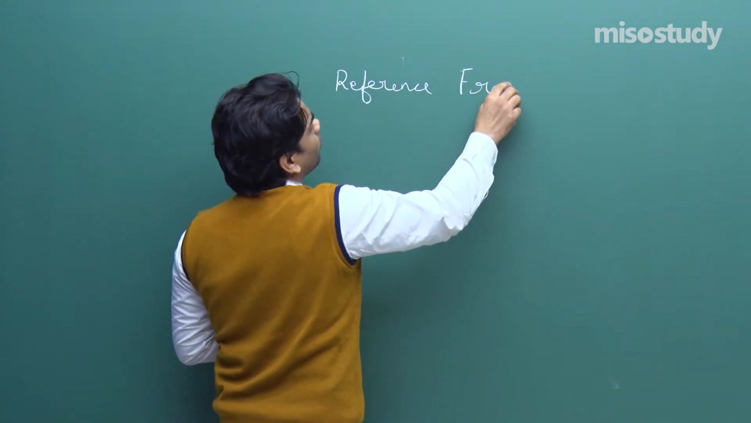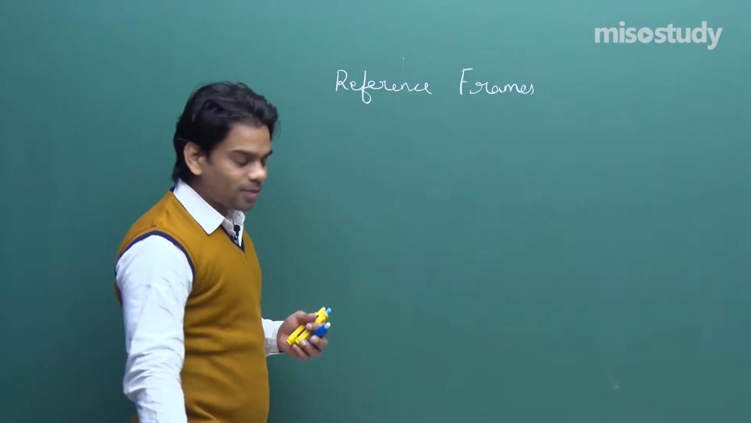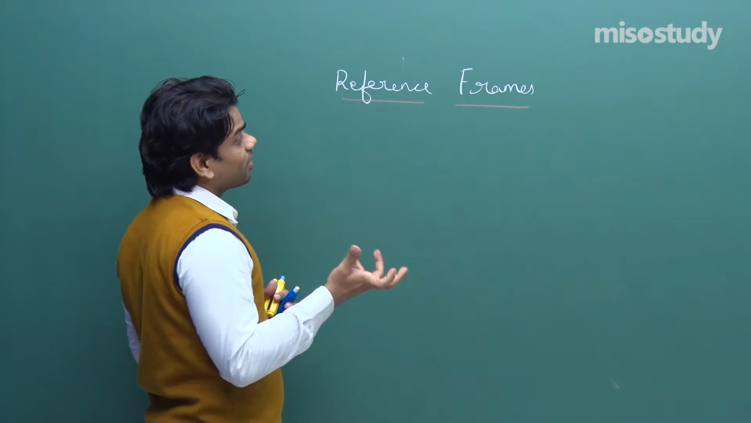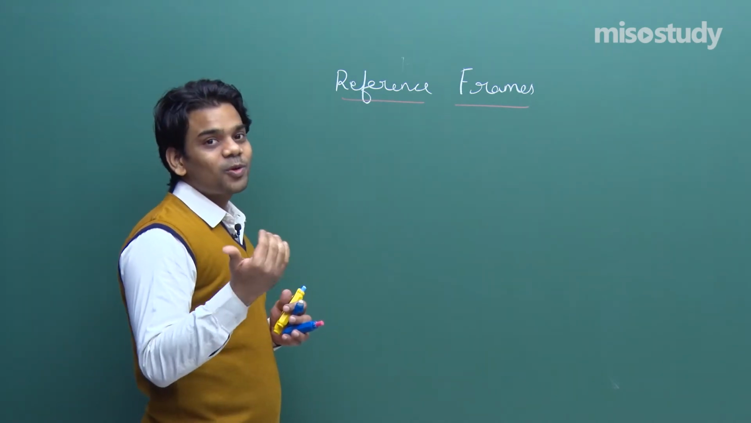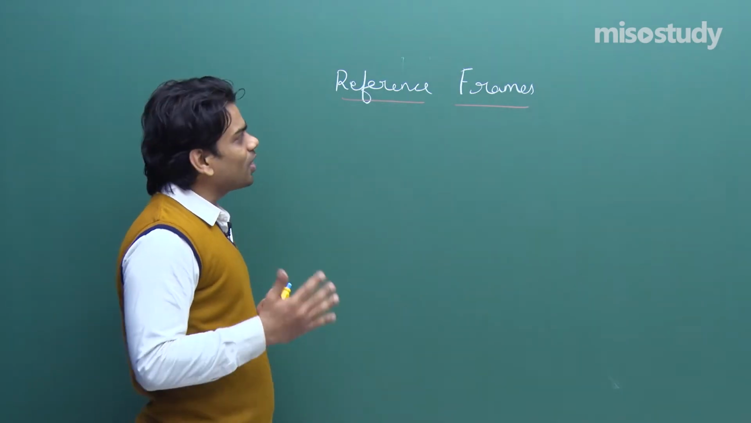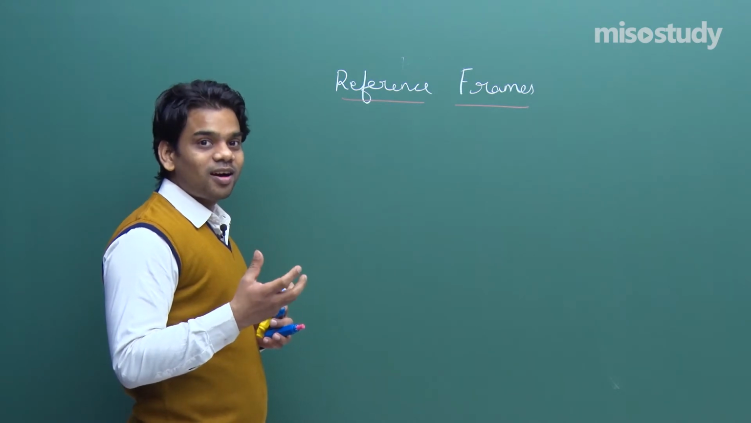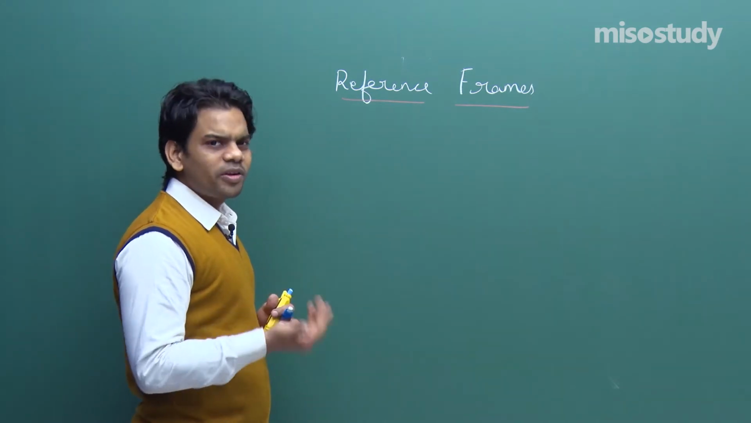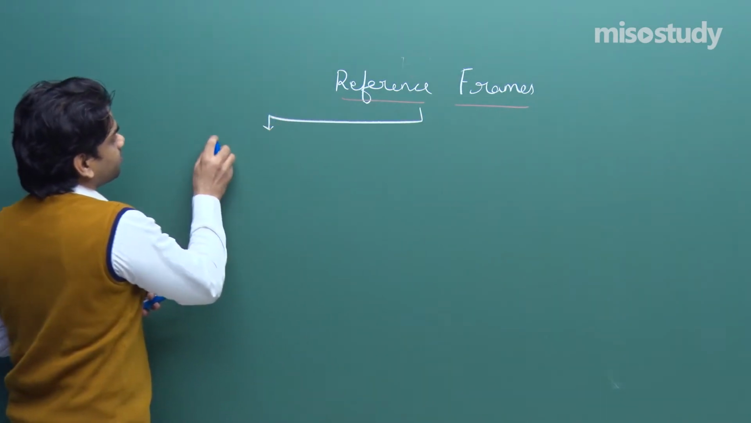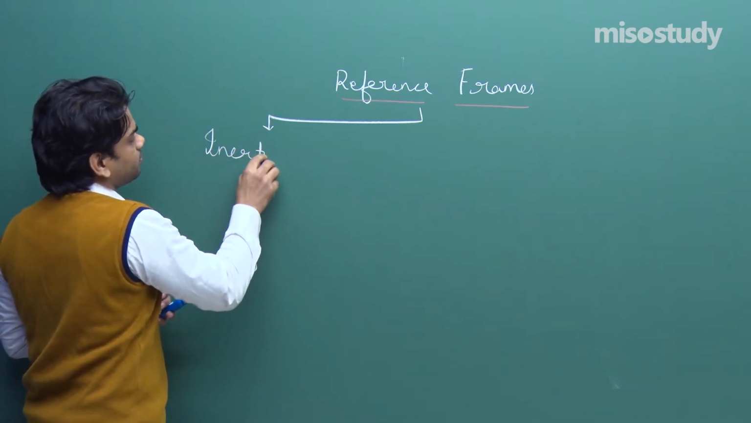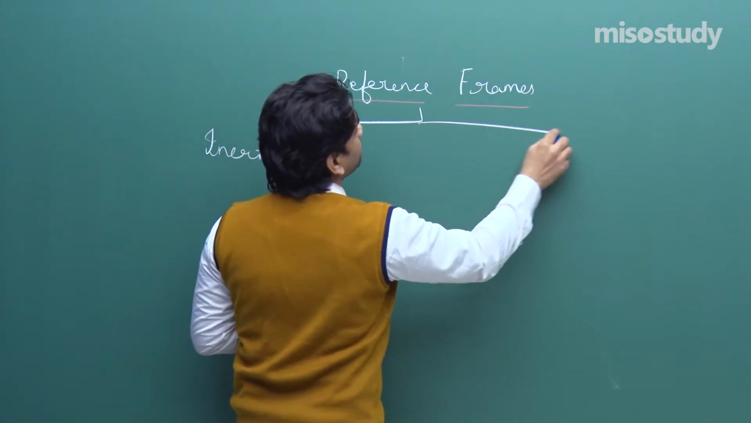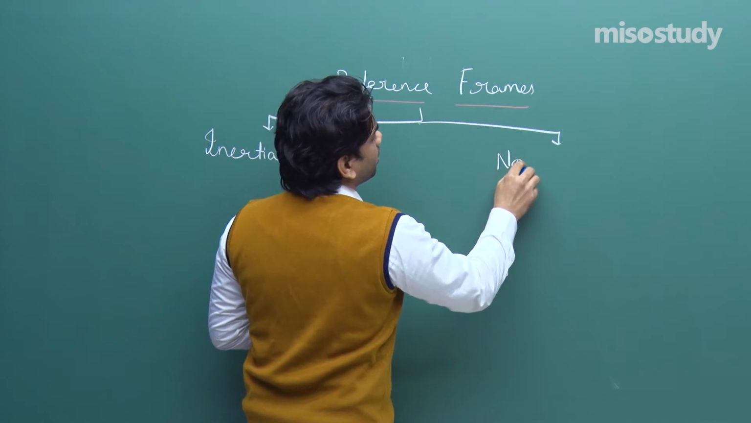In the earlier class, if you have watched the video, I have already discussed reference frames. In this class, whenever we apply Newton's law of motion and write the force equation, we will see how we can apply Newton's law when we are studying the object in some non-inertial reference frame. So I am using the terms inertial and non-inertial. What are these frames? Inertial frame and non-inertial frame.